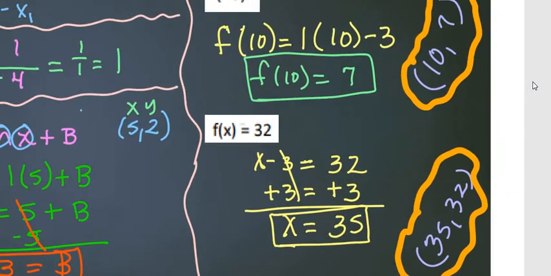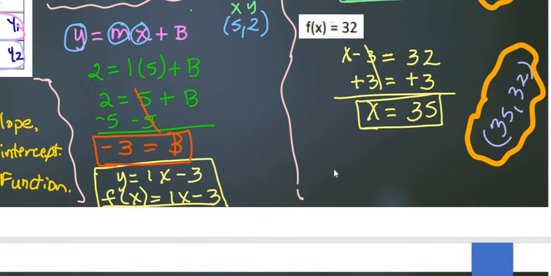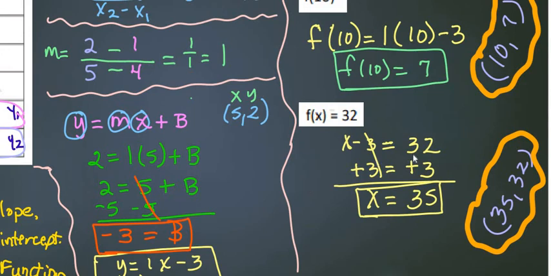Now, look at this one right here, f of x equals 32. Right here, you see f of 10. This time it says f of x will equal 32. So in other words, I've got to take this right here, which is in function form, 1x minus 3, or x minus 3, and I have to see what is my x, because I know all of this right here has to equal 32. So when I write it out and solve it just like you do in an equation, your x is 35. So now when I write it as an ordered pair, it'd be 35 and 32.